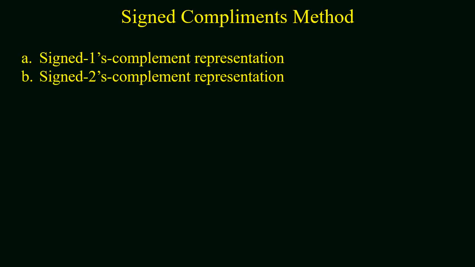Signed complement method. In the signed complement method, we find the complement of a given binary number to find its negative equal number, and here we don't use a sign bit. In this type of method, we use two types of representation. The first one is signed 1's complement and the second one is signed 2's complement. Now we will study signed 1's complement.